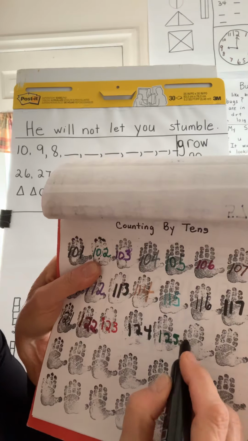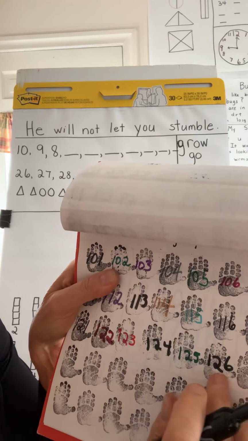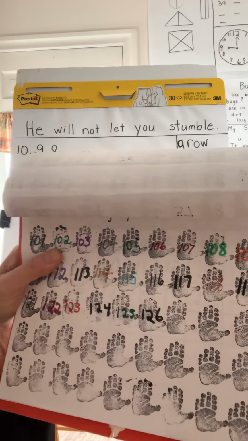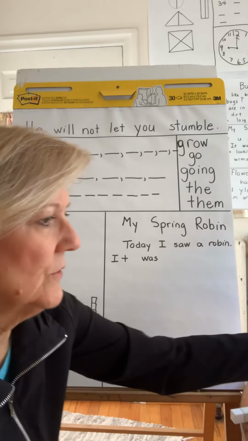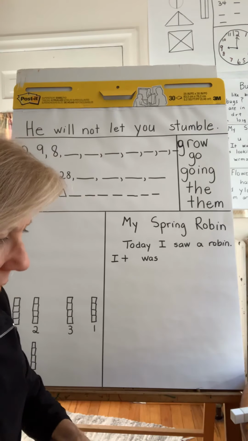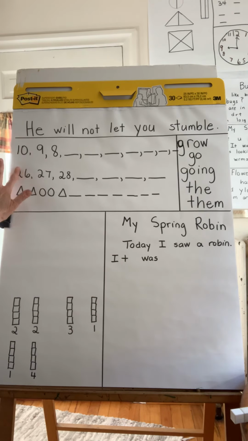So find your next hand. 1, 2, 6. We have 3 numbers to put in, so we have to make them a little smaller. So now that we've done that, we can start our math. Now look at my board. I have 3 patterns for you to finish.